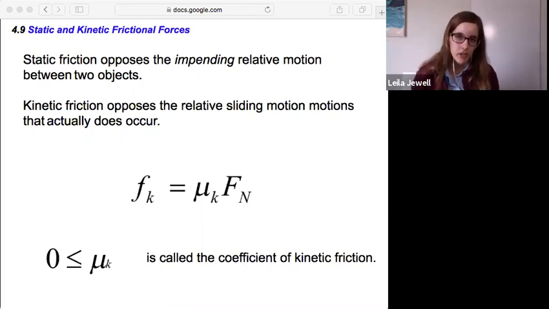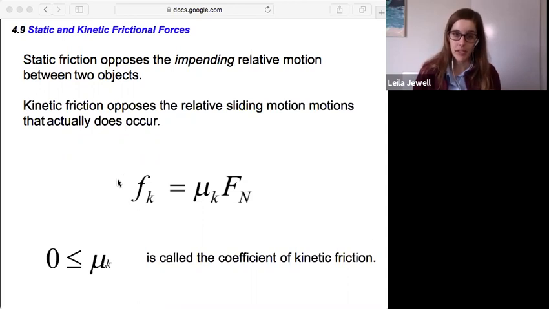Now, kinetic friction opposes the relative sliding motion that actually does occur, right? So this isn't just impending or potentially could occur. It's like, okay, my book is now sliding, right? So if it's sliding one way or the other, what's the direction of the kinetic friction? Well, it's just against the sliding.